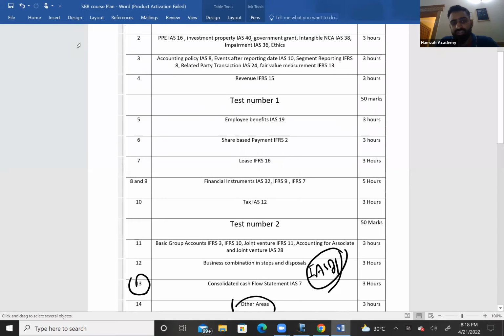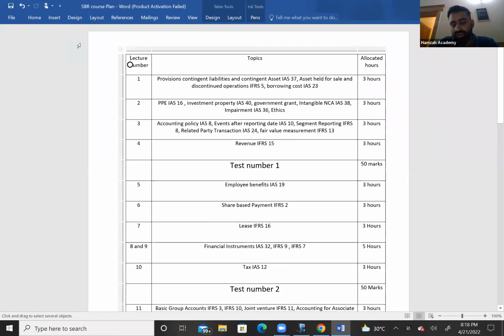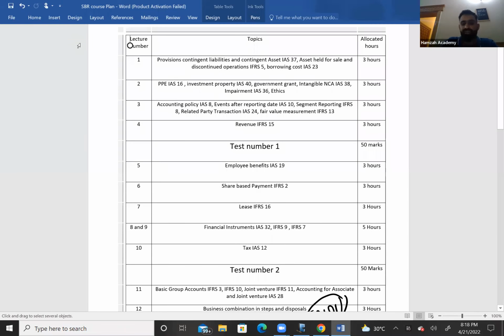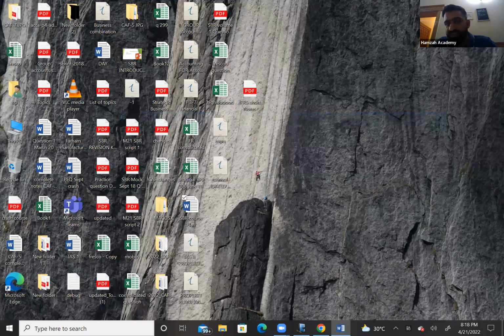Okay, and this course plan will be shared with you by the management. As far as the study material is concerned, dear students, notes will be provided to you. We will provide you the complete notes of SBR paper in one volume. All the notes will be combined, and the practice exam kit will also be shared with you by us in soft form. Okay, so the study material will be provided by the management to you people.